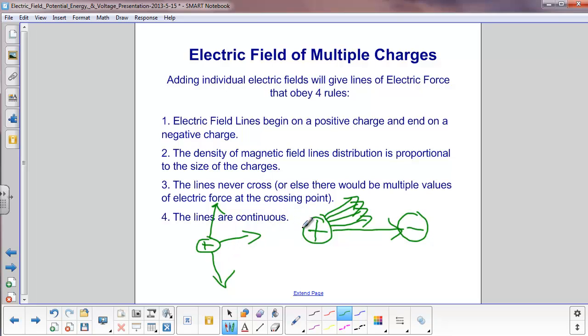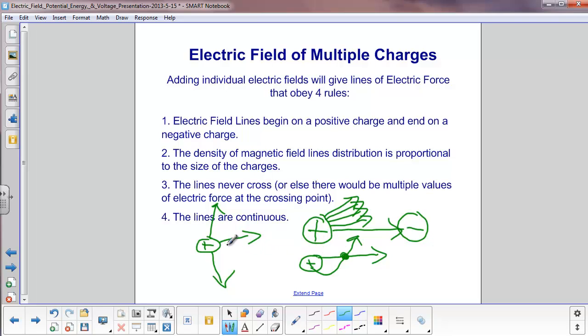Now, the lines never cross. Notice how all these lines are separate. If they were to cross, let's say I'll draw a positive charge here, I have one line going this way and another line doing this. The problem is right at this point here, because recall the electric field lines tell you which way the force would be on a positive test charge. So if these two lines cross and I put a positive test charge here, which way is the force? Is it this way? Is it that way? Well, clearly it can't be both, so we prohibit that by not letting these field lines cross.